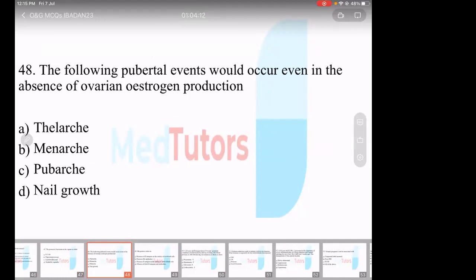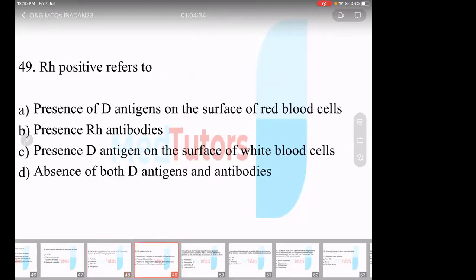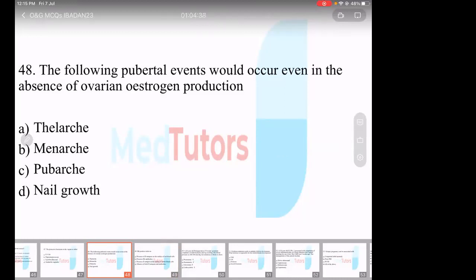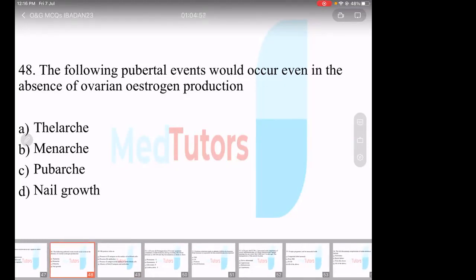Question 48. The following pubertal events will occur even in the absence of ovarian estrogen production. A, telarche, B, menarche, C, pubarche, D, nail growth. So which one occurs irrespective whether there is ovarian estrogen production or not? The one that occurs here is pubarche. That is the appearance of pubic hair. That one is independent of estrogen production. But telarche, menarche, yes, they are all in response to estrogen. But pubarche does not require estrogen, and that is the appearance of pubic hair.